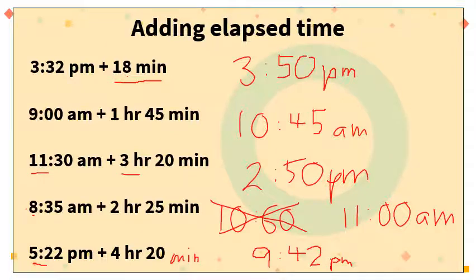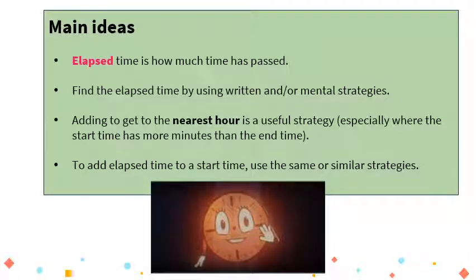time that we're at. And that brings us to the end of our lesson. So here are the main ideas from today. Elapsed time is just how much time has passed between 2 points in time. So how much time has passed between 10:15 a.m. and 3:42 p.m. To find the elapsed time, you can use written or mental strategies, or a combination of both, whatever works best for you. So look back to those strategies earlier on in the video. I'm happy for you to use whichever ones you want to.